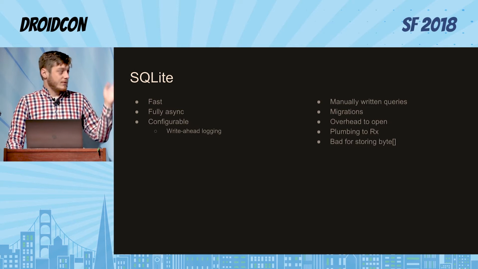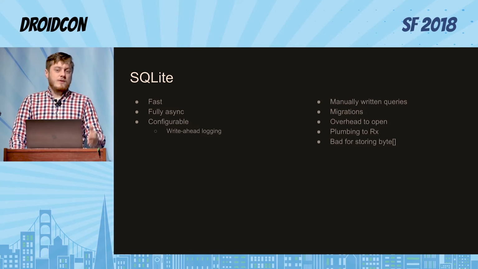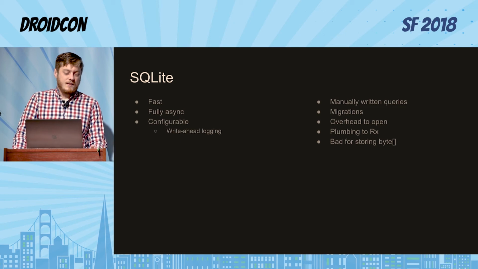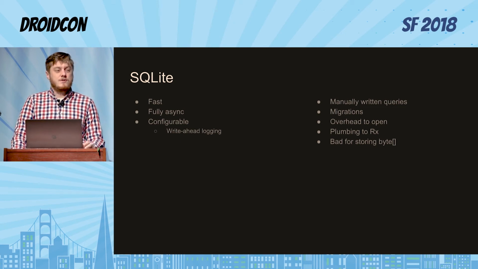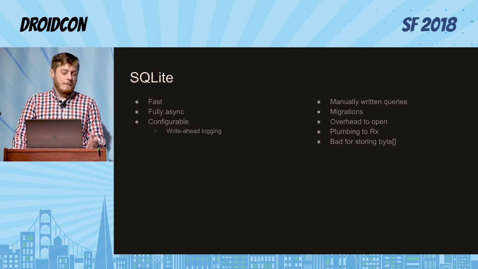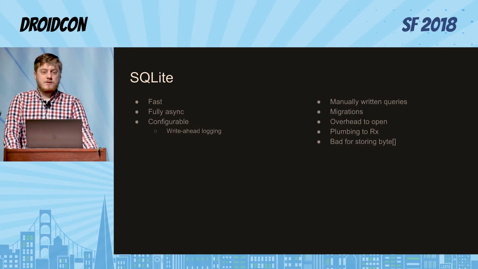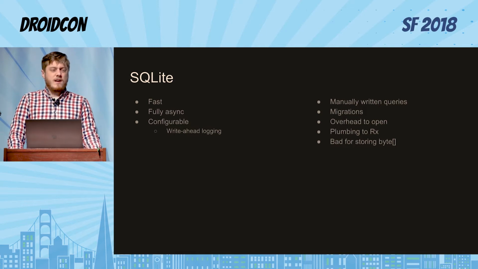Those all sound great. It's like, well, let's use that every time. But you have to manually write your queries. You have to handle migrating. If your app is updated, the schema might change of your database. There's some overhead of opening handles to these. When you open it, it has to make sure, has this been migrated? By default, it doesn't support stuff like reactive, but people, of course, have built libraries on top of this. And also, if you're just storing large byte arrays or images, files, things of that nature, SQLite is not great.